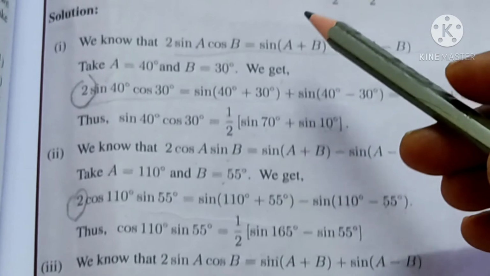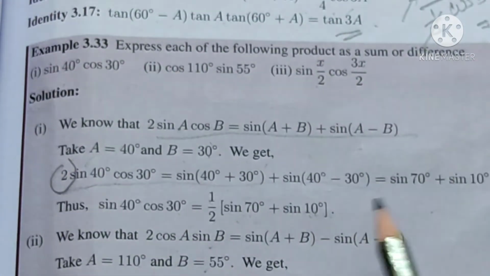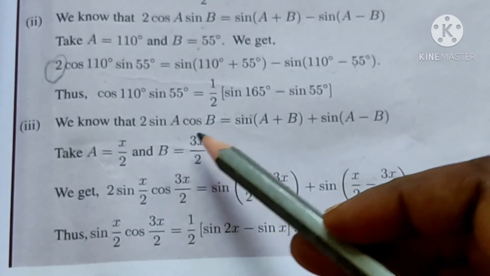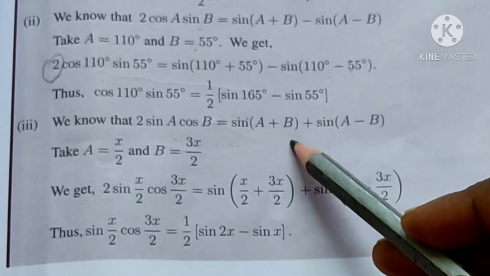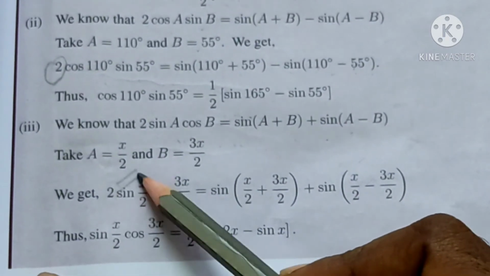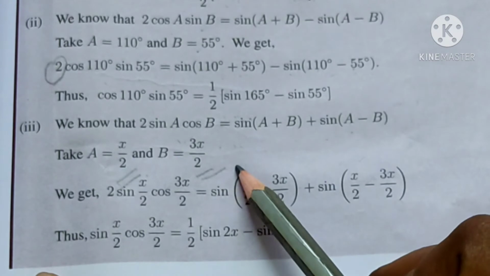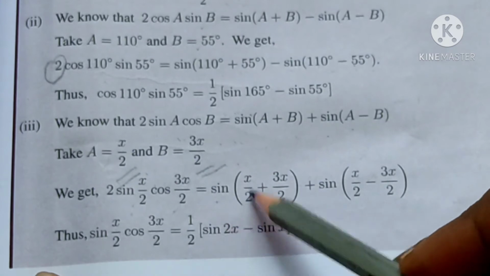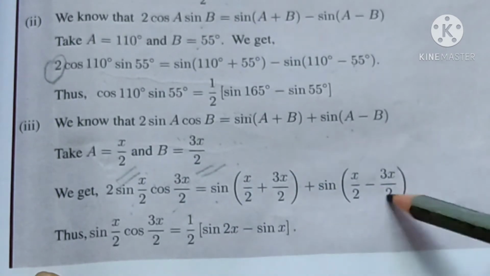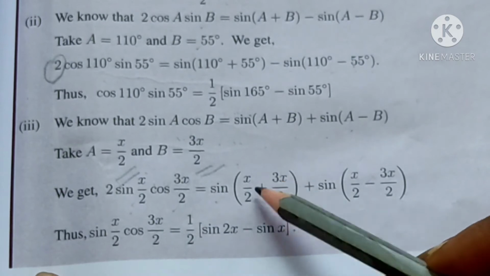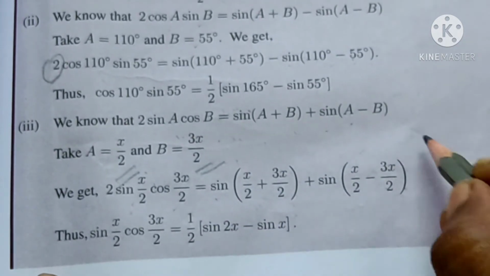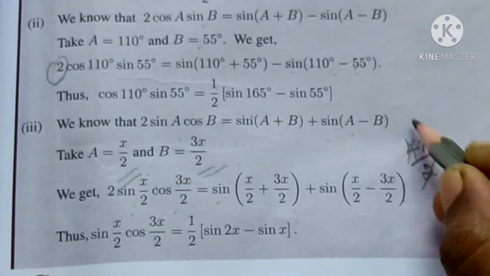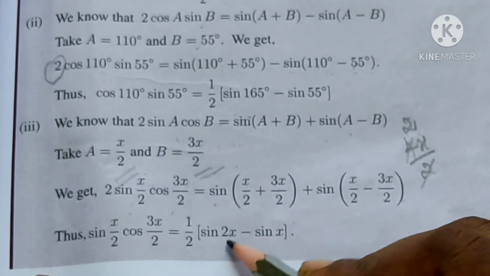Then find the third. The third one is sin x by 2 cos 3x by 2. Listen. We know that 2 sin a cos b is sin a plus b plus sin a minus b. So in a's place substitute x by 2 and in b's place substitute 3x by 2. So 2 sin x by 2 cos 3x by 2 is sin of x by 2 plus 3x by 2 and the subtraction of that term. So the addition is x by 2 plus 3x by 2, what's the value? Denominators are equal, so add the numerators, 4x by 2. So 2 ones are 2, 2 twos are 4. So here we get sin 2x.